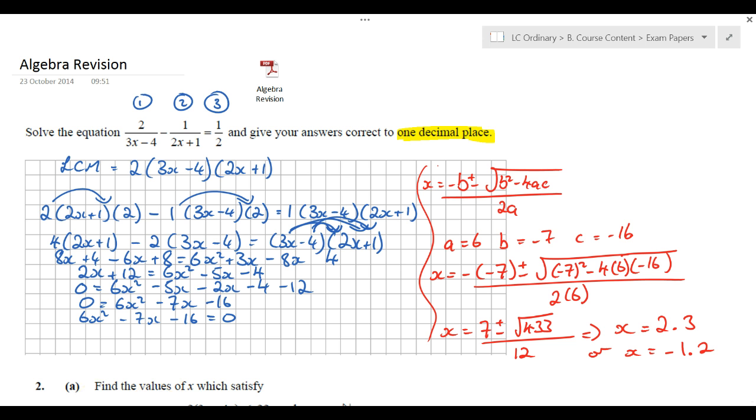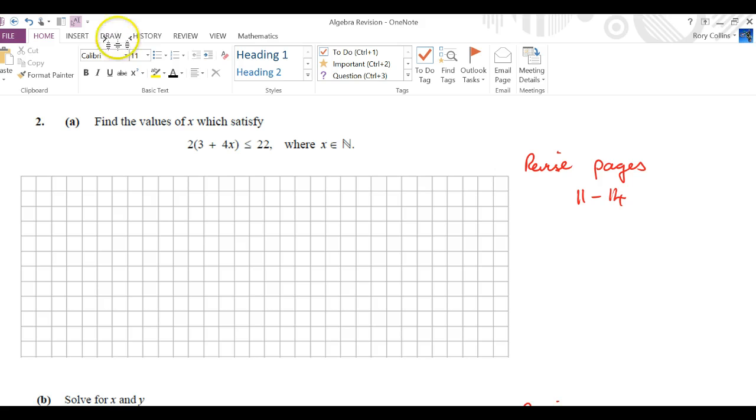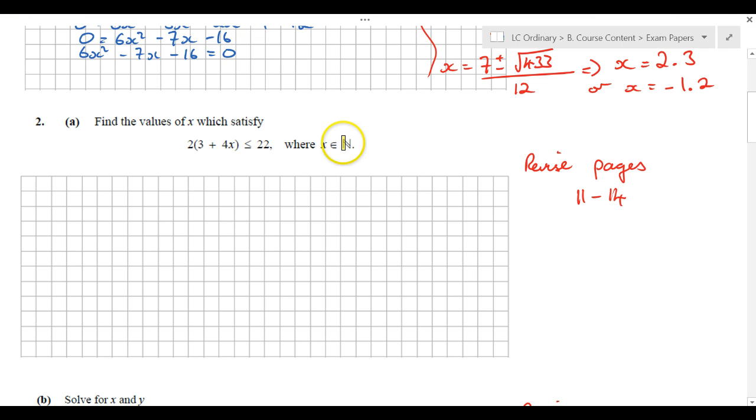This then moves us on to question 2. Question 2 says, find the values of x which satisfy 2 bracket 3 plus 4x, close brackets, less than or equal to 22, where x is an element of natural numbers. Here we have an algebraic inequality. X is a member of natural numbers, which means x must be a positive whole number in the solution set. So, to solve this or find the values of x which satisfy, we first remove our brackets by multiplying 2 by 3, which gives 6, and 2 by 4x, which gives 8x, less than or equal to 22.